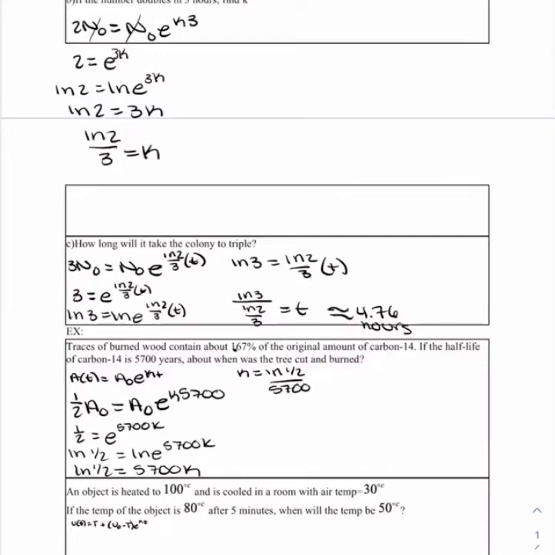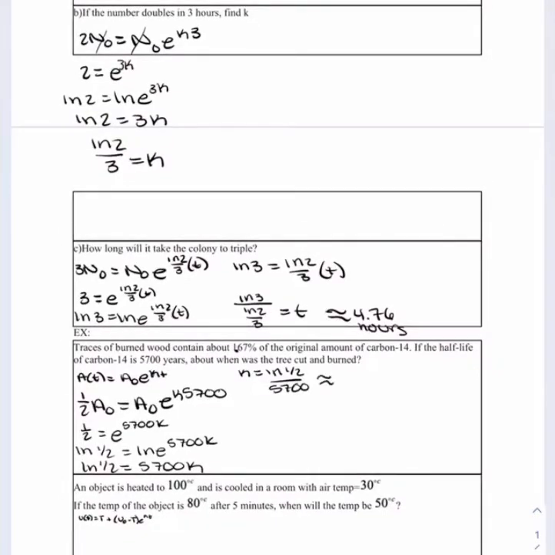Or this equals about negative 0.00011216. Okay, so this isn't what we were trying to find though. We were trying to find the years. So we wanted to know, let's go back to the question. Traces of burned wood contain about 1.67% of the original amount. So we're trying to find that 1.67% of the original amount.